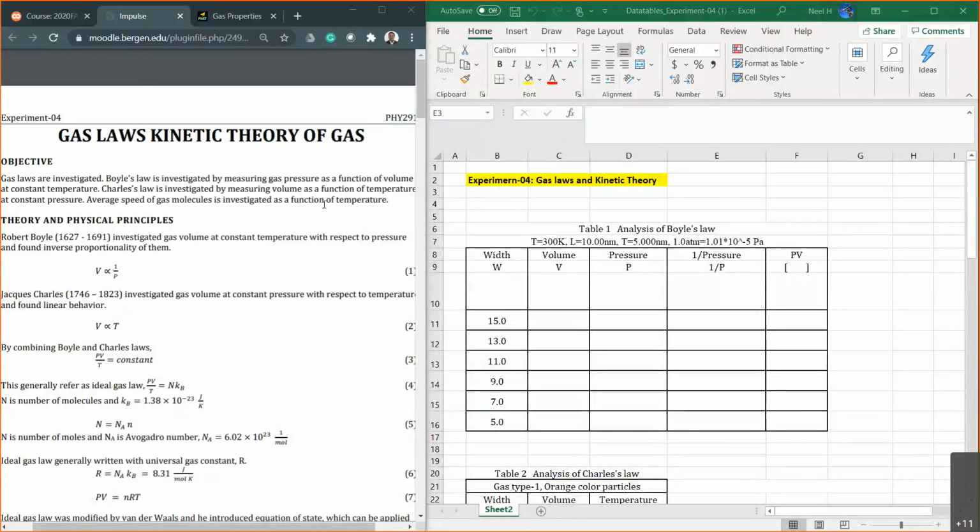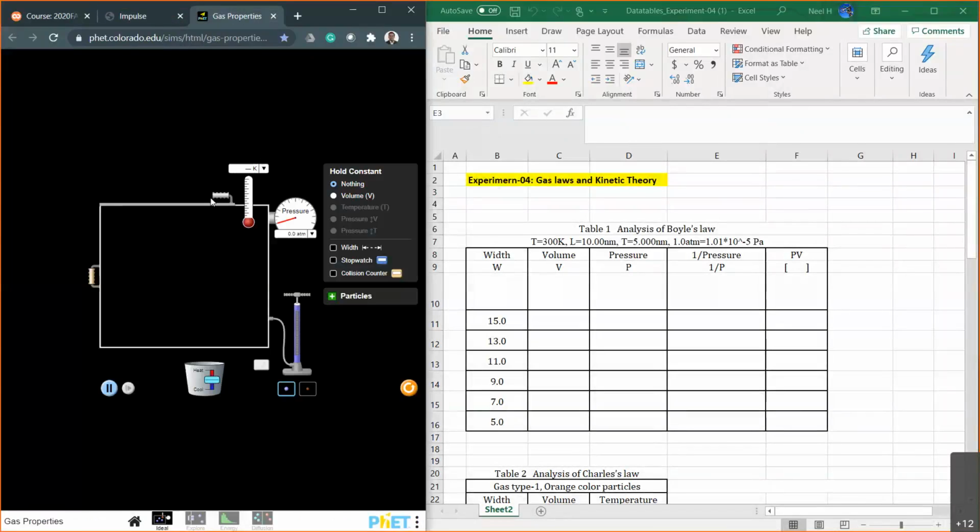Pressure of the gas container, okay? Or we can change the pressure of the gas container and then measure how the volume changes. Both can be done, but in the simulator, it is easier to measure the pressure as a function of volume changes, okay? So that's what we're going to do to check Boyle's law.